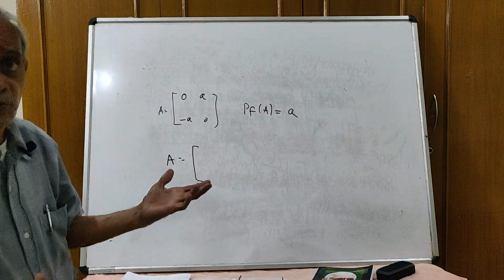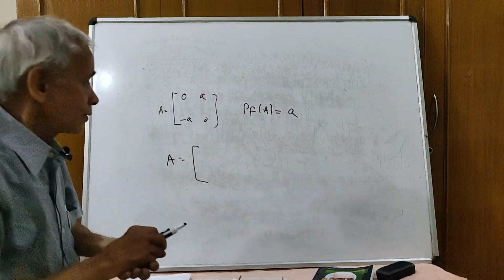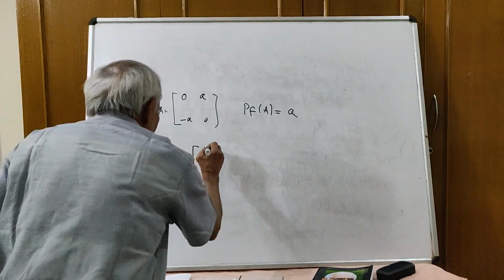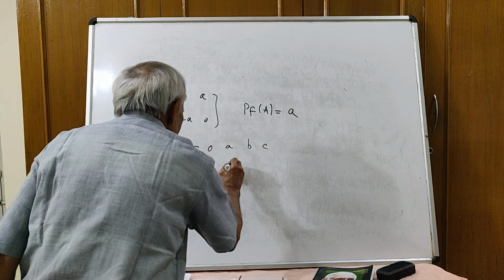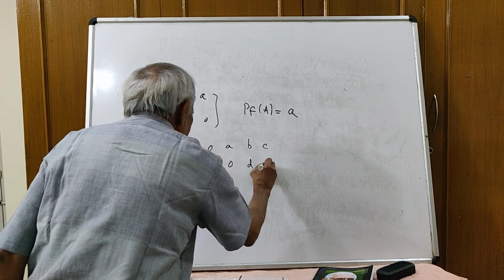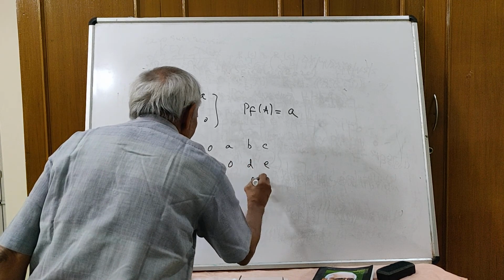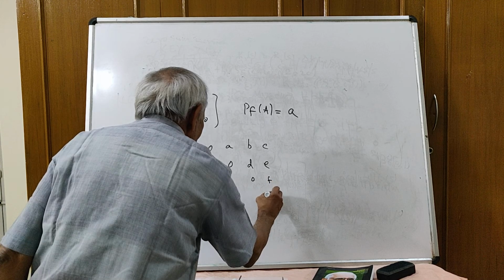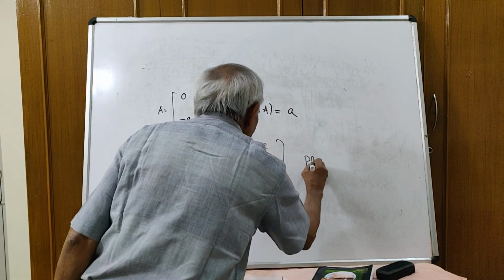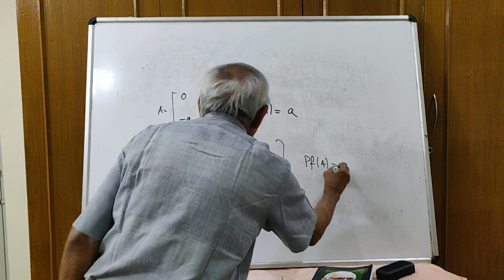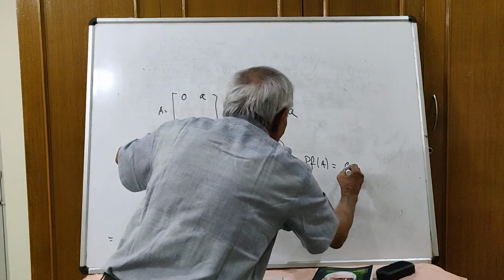I don't know, my spelling may be wrong, but Pfaffian is something like that. I don't know whether the double F should come here or here. But then, this is a new concept. What is a Pfaffian? How do you compute it? Let me give you the definition for 2 by 2 and 4 by 4. The principal Pfaffian is simple.